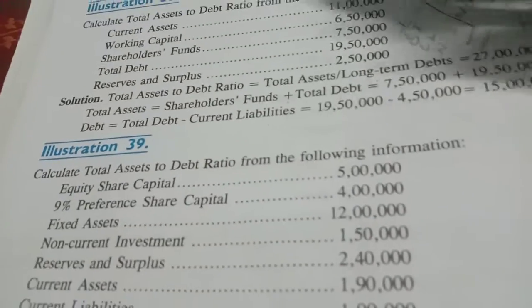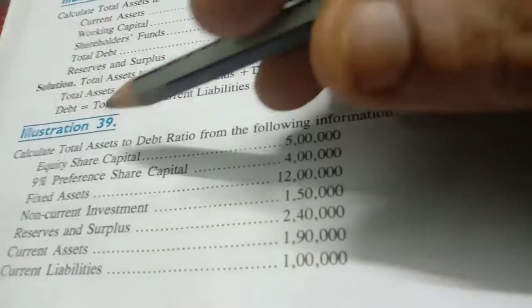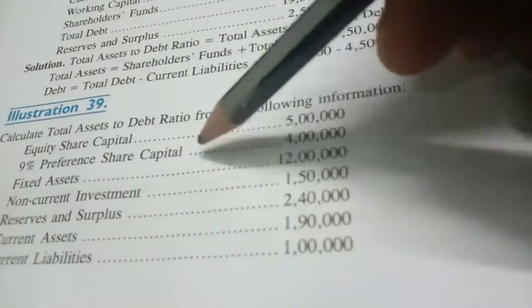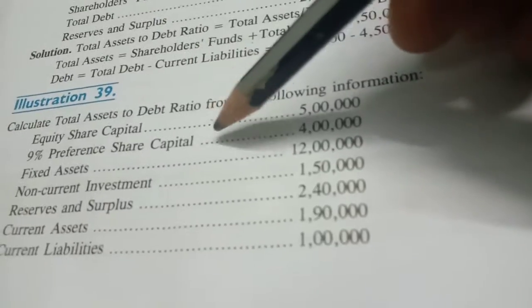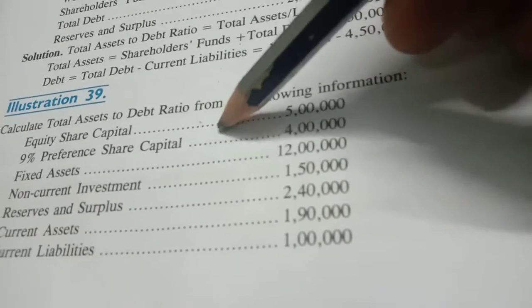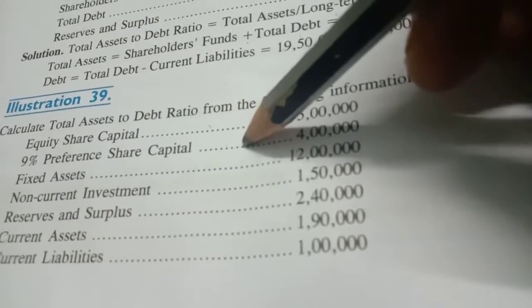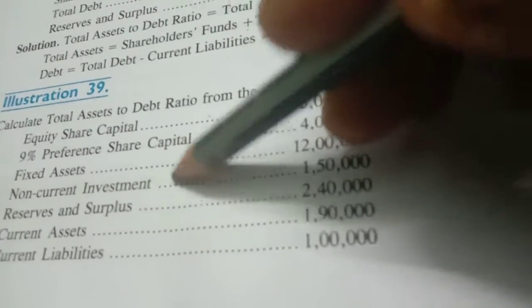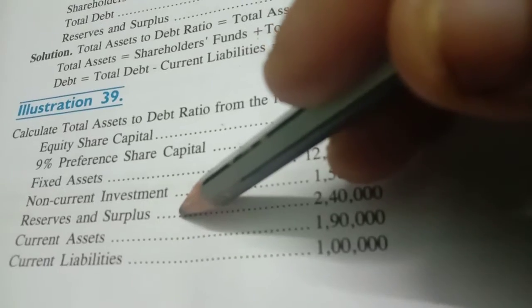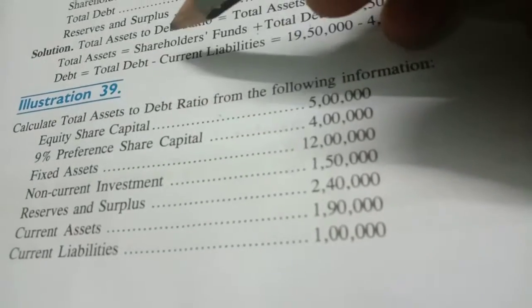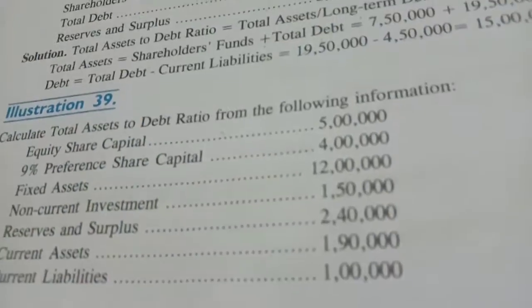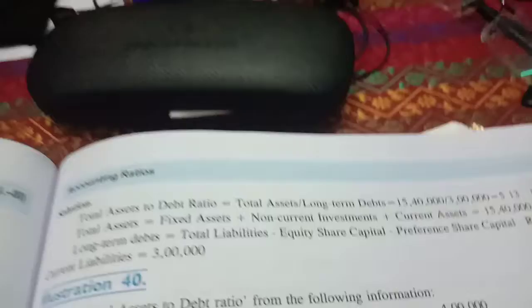Okay, so see the next sum. Calculate the total asset to debt ratio. So what is all the information? That is equity share capital, preference share capital. So these are all the shareholders' funds. Fixed assets, non-current investments, these are all the assets. Reserves and surplus come in the shareholders' fund. Current assets and current liabilities. Okay, so see the sum.